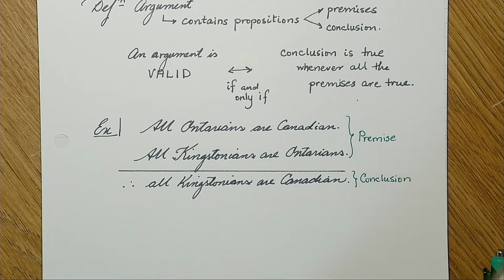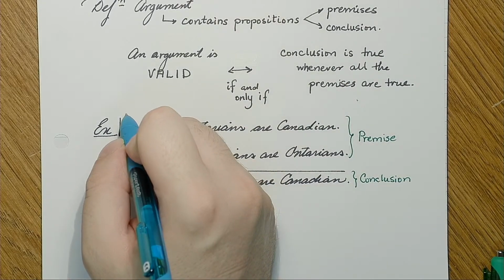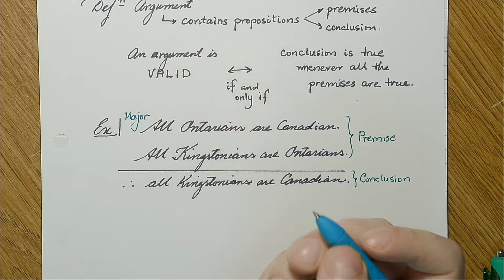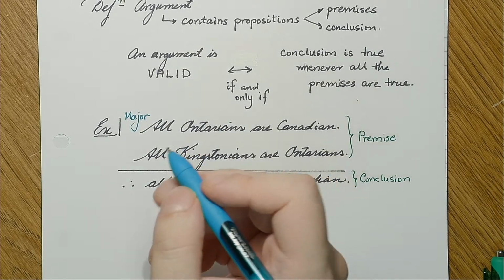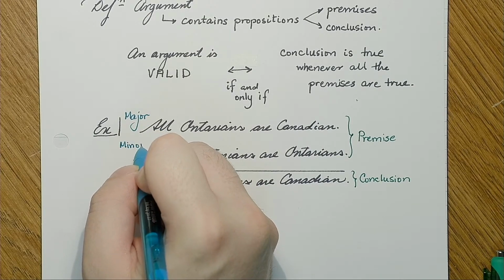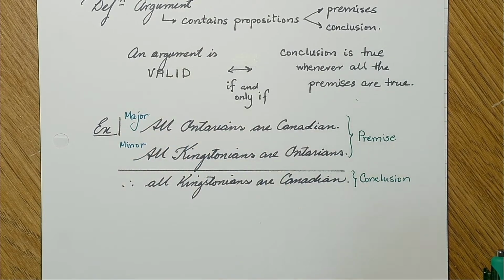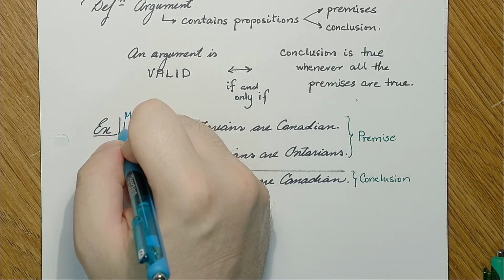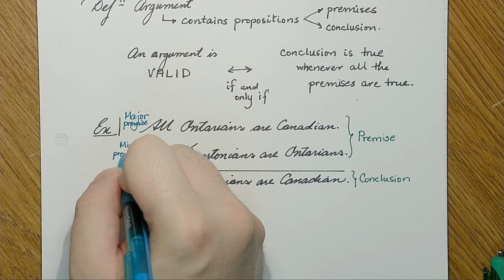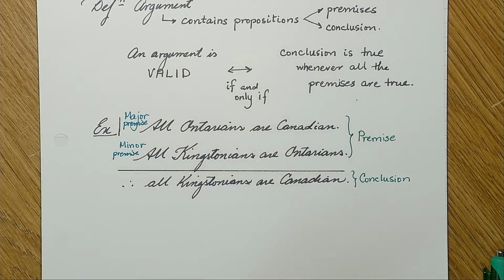And in classical logic, they would call this the major premise. The reason for that is it's usually general, and then they would call this the minor premise, and that's a little bit more specific. So this is the major premise.